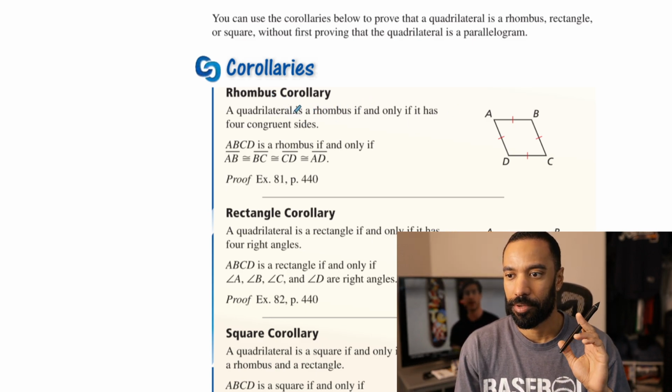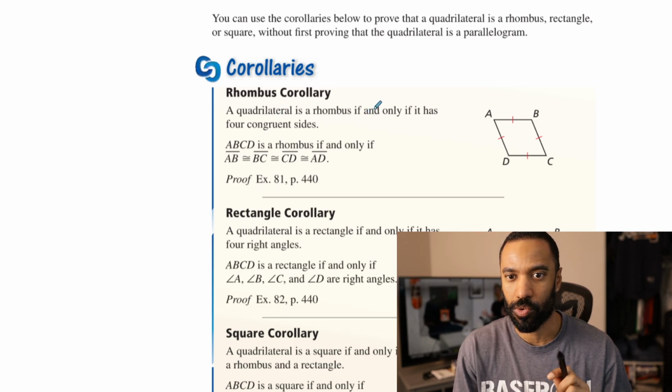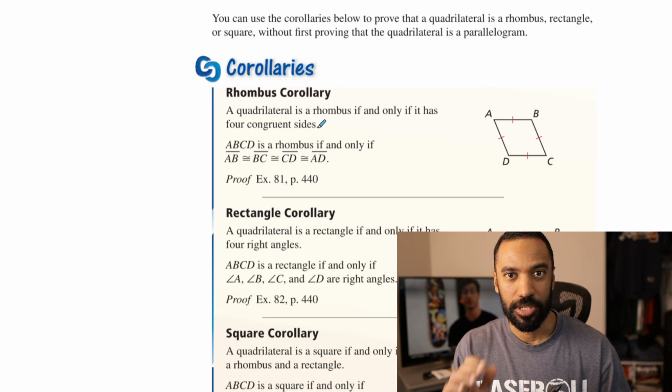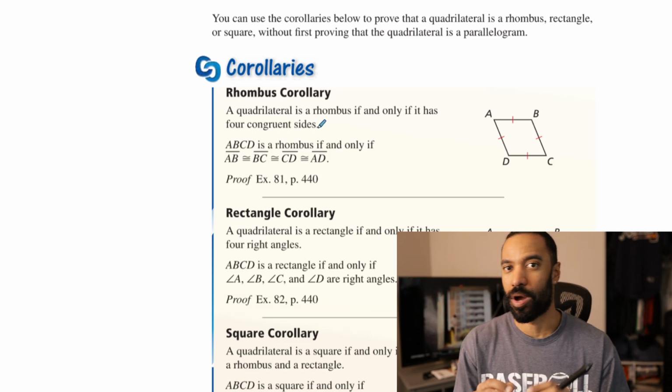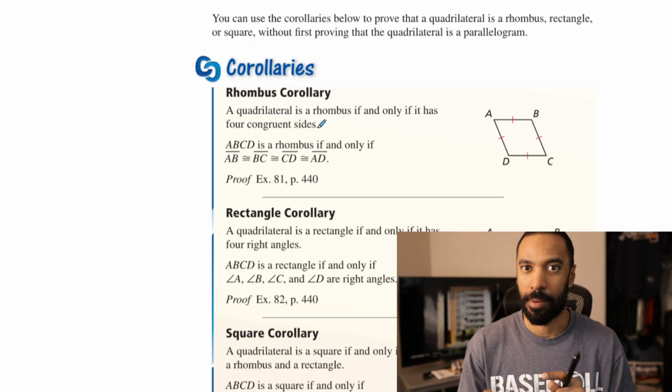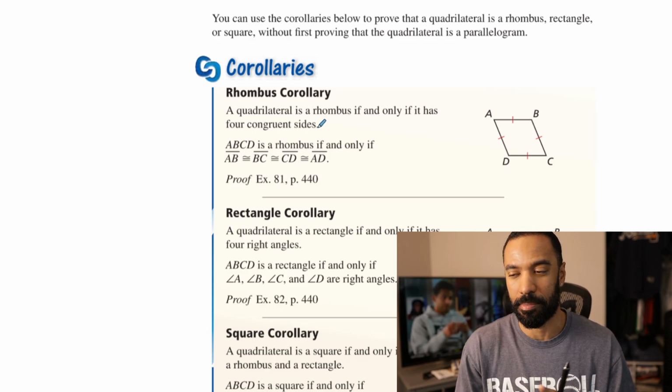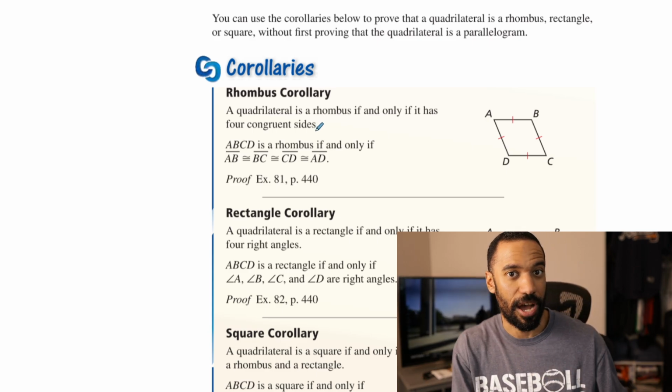Rhombus corollary. A quadrilateral is a rhombus if and only if it has four congruent sides. If it's a rhombus, it has four congruent sides. If a quadrilateral has four congruent sides, it is a rhombus. It doesn't need to be stated to be a parallelogram before that. Doesn't mean it's not one.